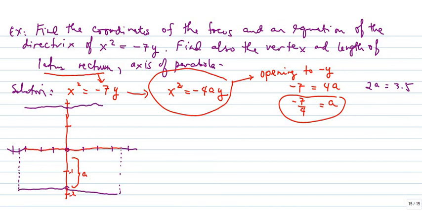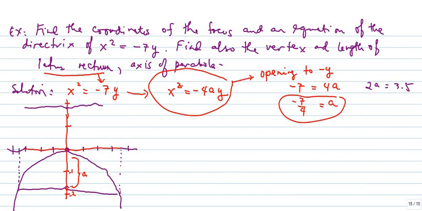So that is now our parabola. The length of this one is 3.5, and on the other side we have 3.5. All in all, 3.5 plus 3.5 is 7. So we have now the length of our latus rectum, which is equivalent to 7.